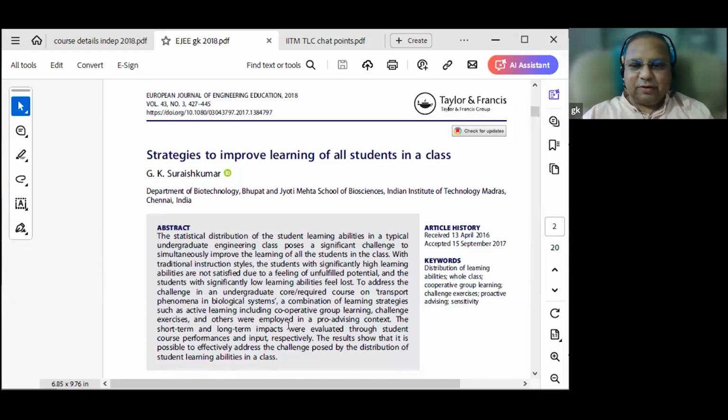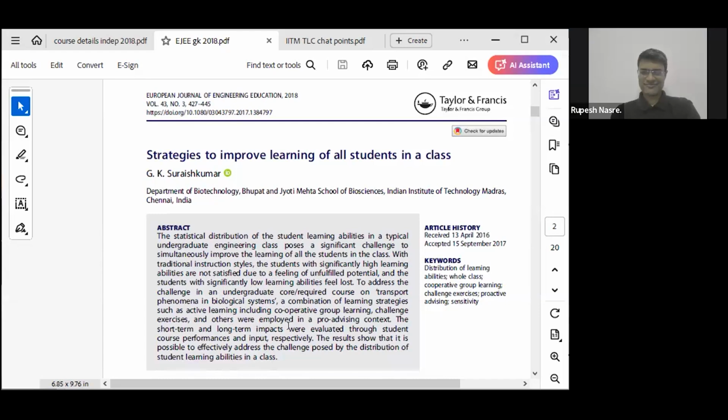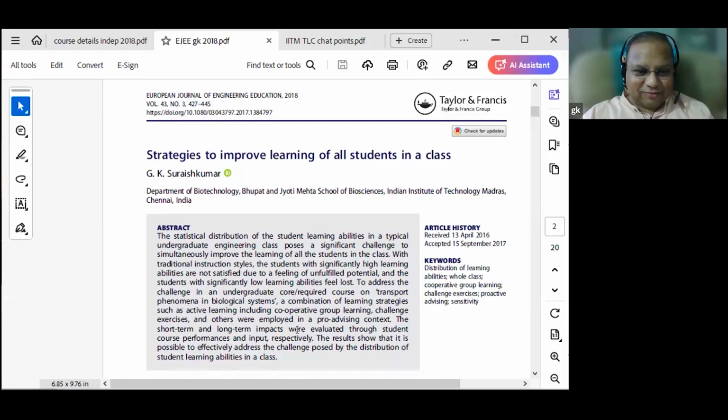All these terms I picked up after I did the work, when I had to write the paper. I'll tell you a story on that also right after this. The short-term and long-term impacts were evaluated through student course performances and input, respectively. The results show that it is possible to effectively address the challenge posed by the distribution of student learning abilities in a class. Did the work, I wrote up the paper, I sent it to a journal.